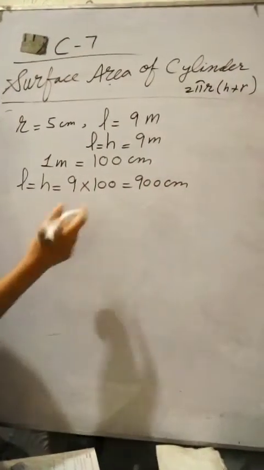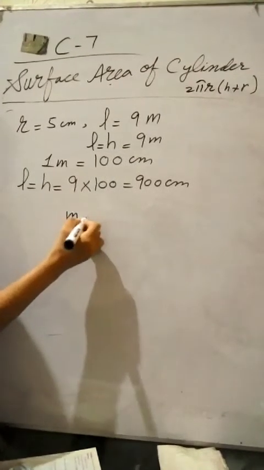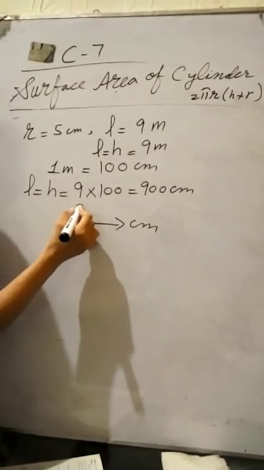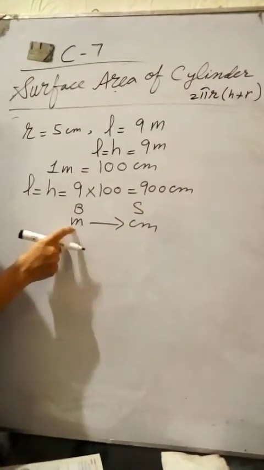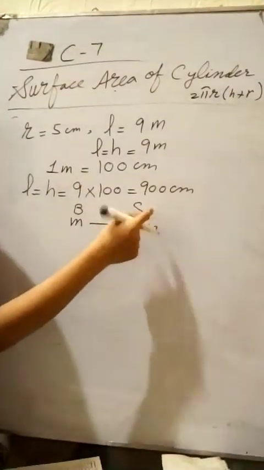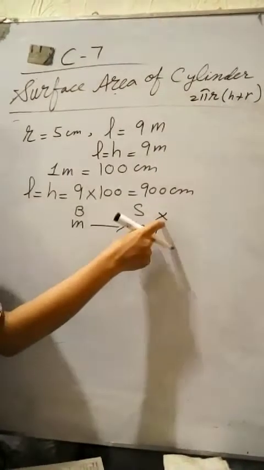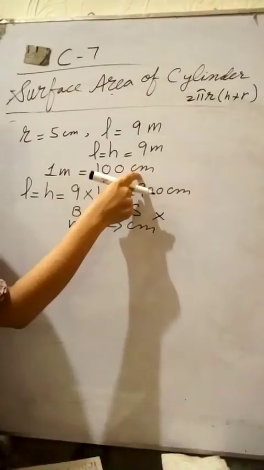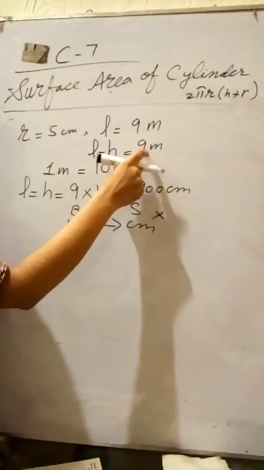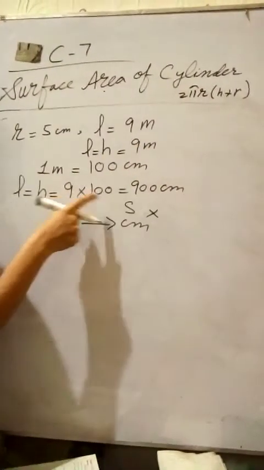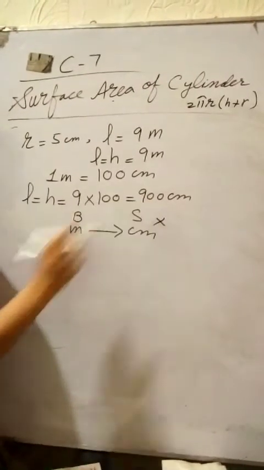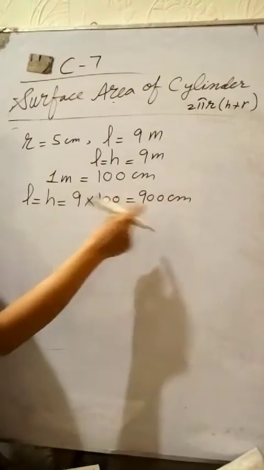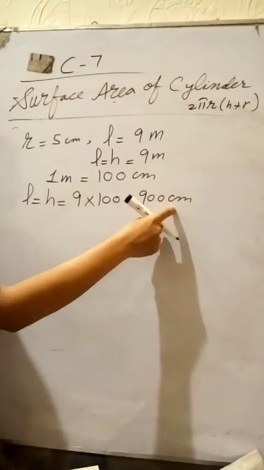Why multiply? Because we are converting meter into centimeter. When we go from big to small unit, we need to multiply. That's why I have multiplied. 1 meter equals how many centimeter? 100. So I multiply 9 with 100. Now it's converted into 900 centimeter. So I am using height equals 900 centimeter in the formula.